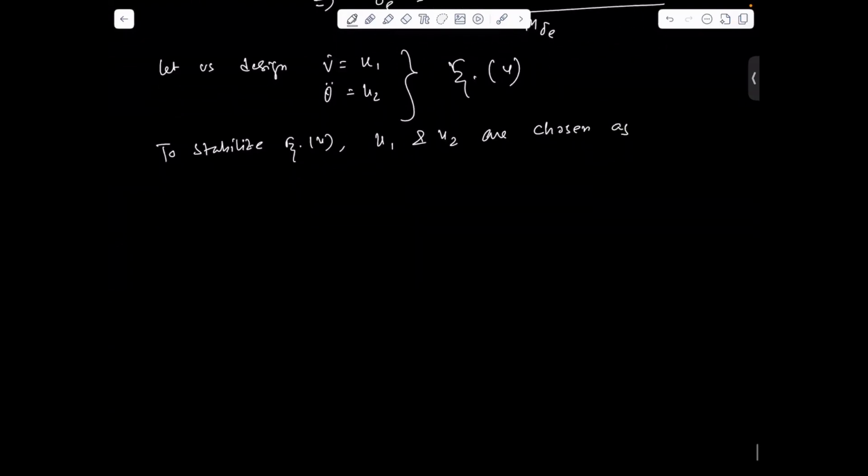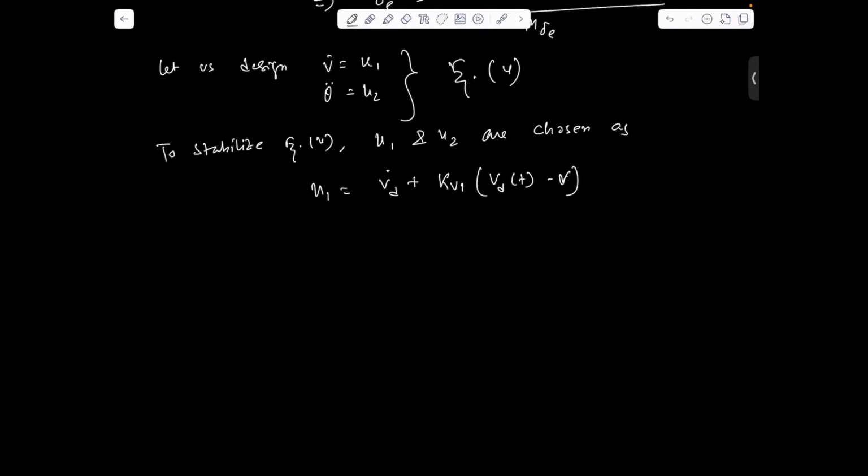We can write U1 equal to V_d dot plus k V1 times (V_d minus V). One thing here: V is actually constant at a particular time instant.